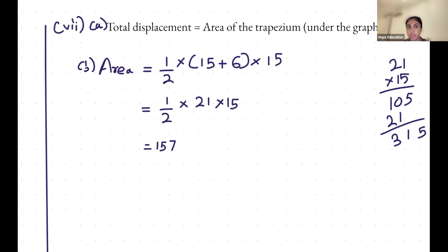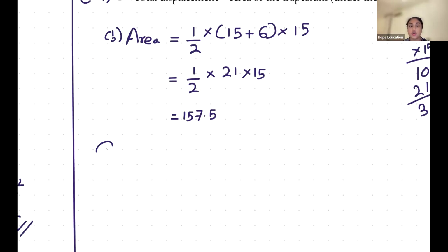157.5 is the area. Therefore, I can say total displacement is 157.5 meters. Is that clear to all of you?